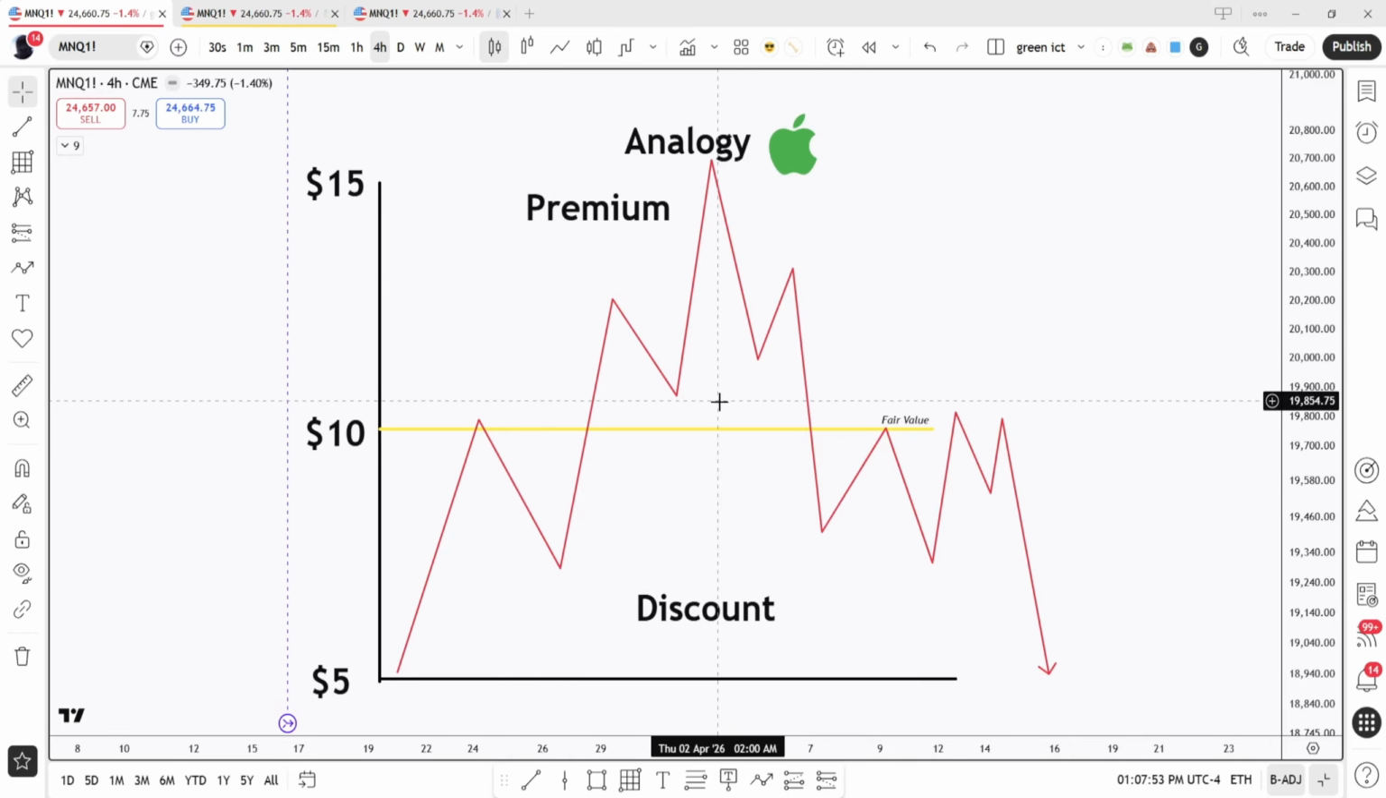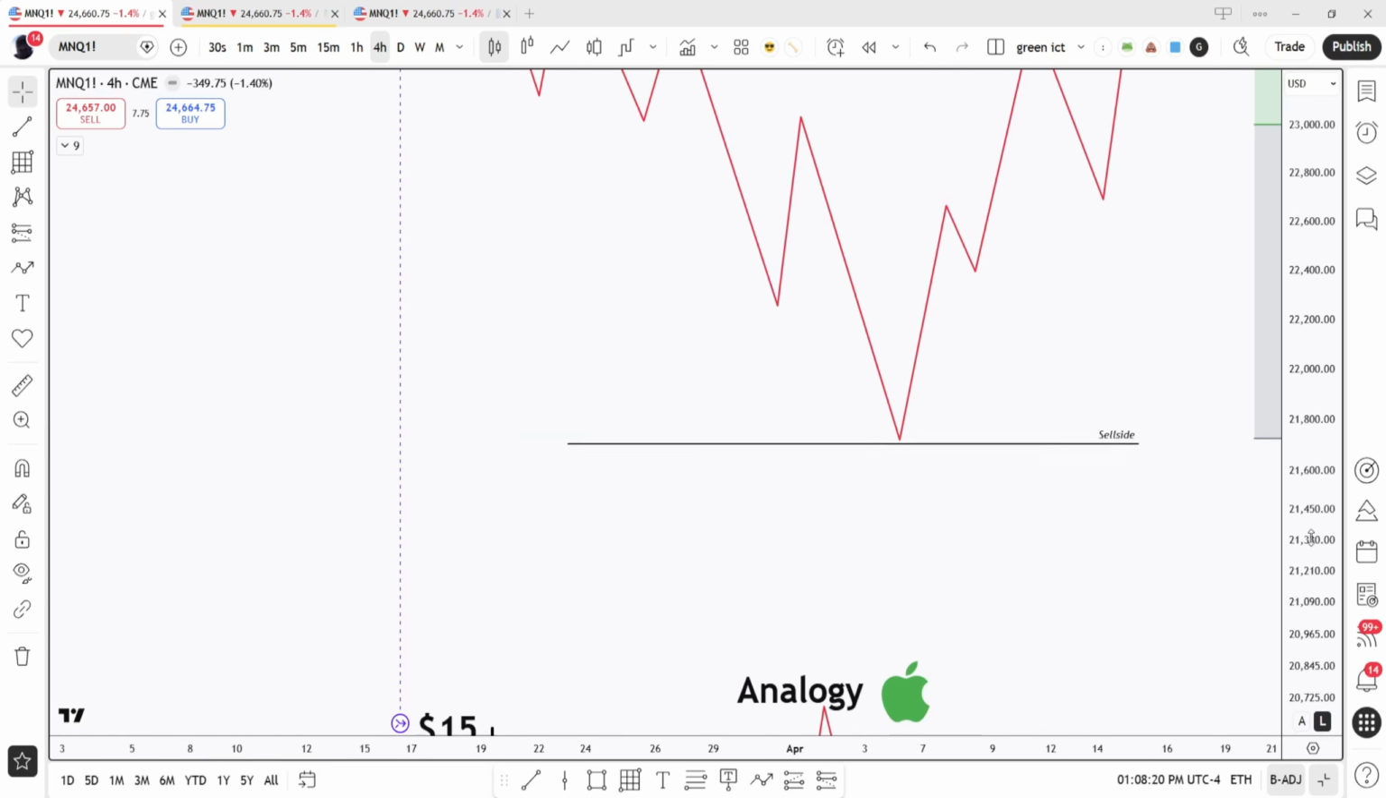And anything above 50% of the range, so the range is 5 to 15, anything above this middle level of $10, that's going to be considered premium. Anything below is discount. And now you're going to kind of question, why does this relate to NQ? Why does this relate to our trading? And it's pretty obvious. Premium and discount works in the same way.